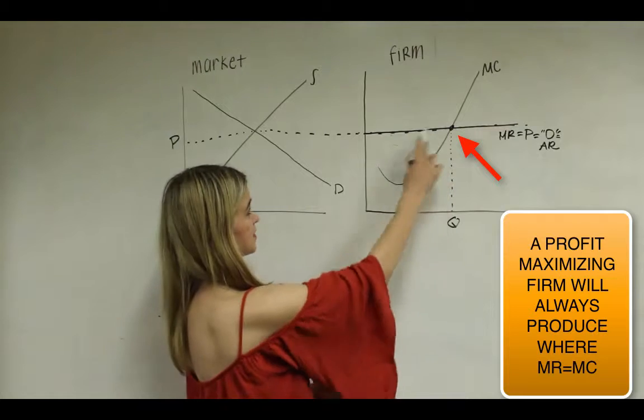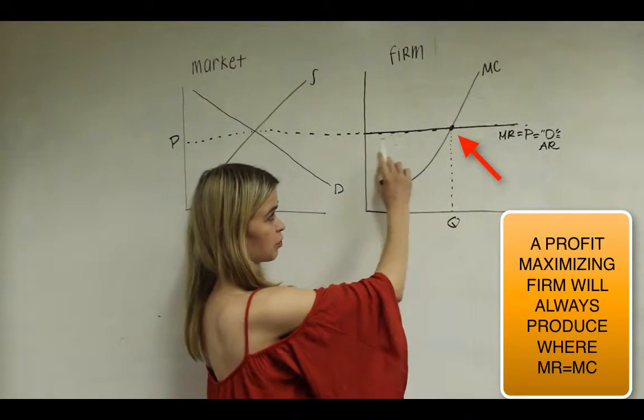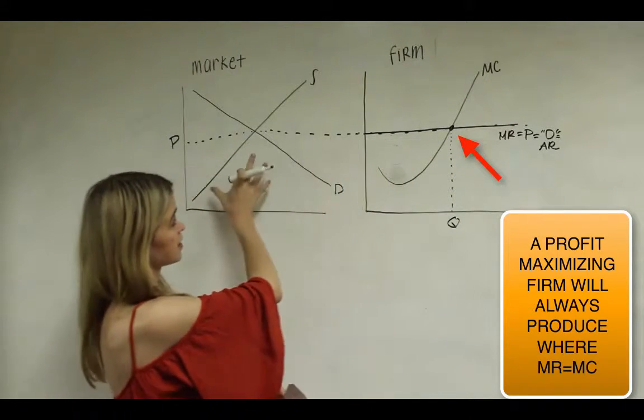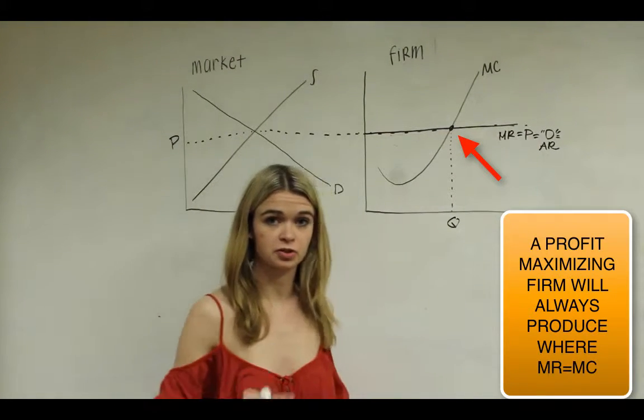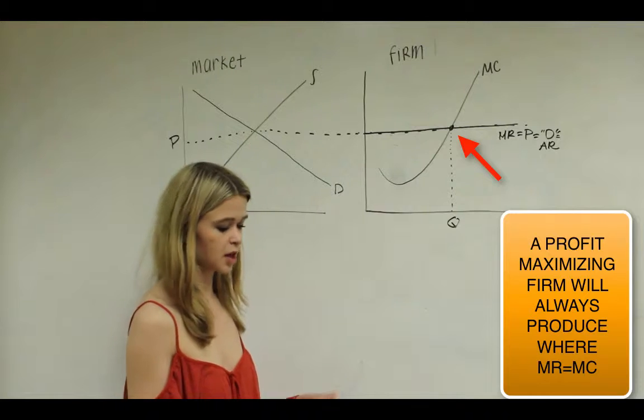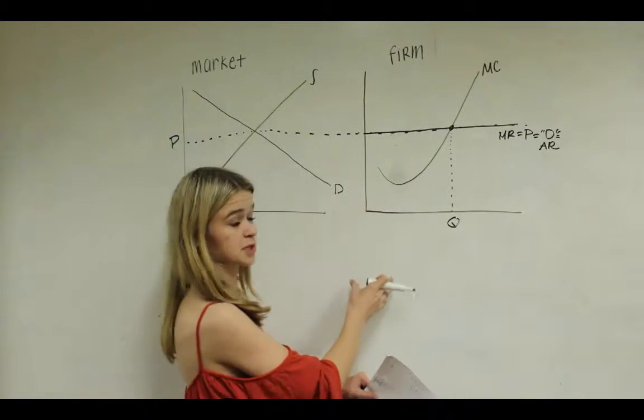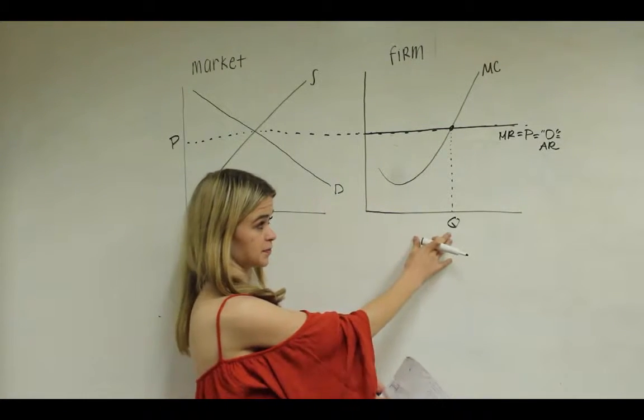And again, that's at that same price. So our intersection point is going to have that price given by the market, and it's going to have the quantity given where marginal revenue equals marginal cost. So that's how we find our firm's operational quantity.